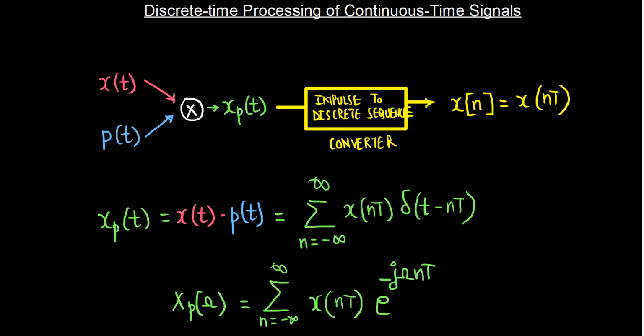Now this is, as I have said, xp of t, still a continuous time signal. And now if I apply the impulse to discrete time converter in order to retain only x of nT, just because this is a discrete sequence, I can always represent that using discrete time Fourier transform. So let me first emphasize this.